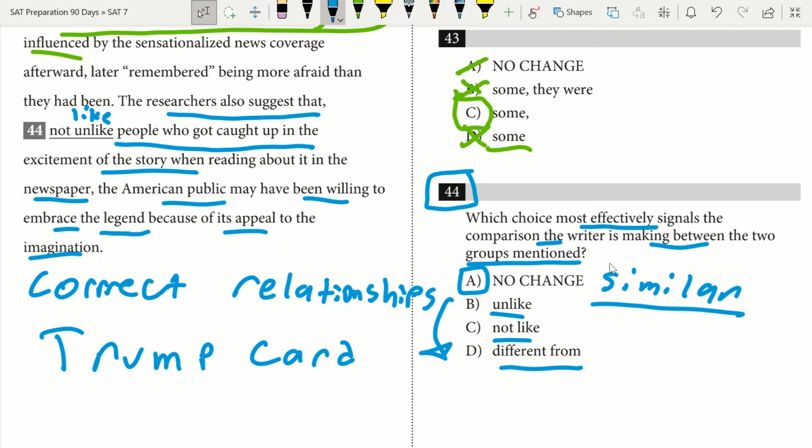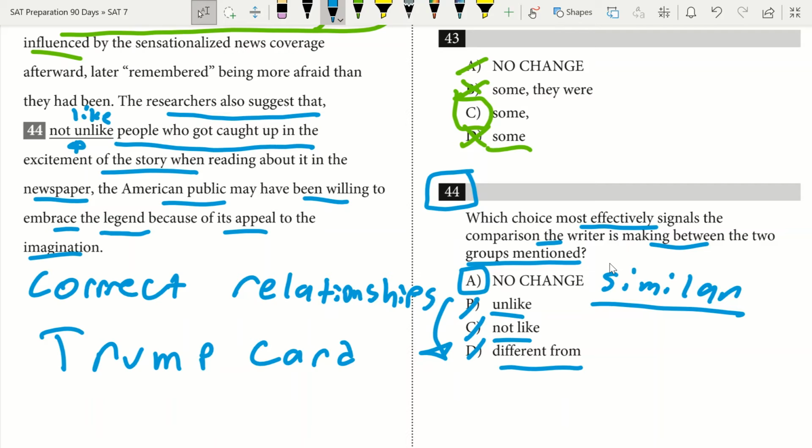Normally we would want to just say like, because saying not unlike just doesn't sound well. We wouldn't normally say it. A has to be correct because it's the only answer choice that shows that they are similar. B, C, and D all show that they are different, so none of those can be correct. Our answer has to be A, even though at first looking at it, you may think not unlike has to be wrong because it has not and un in it, right? Which reduce each other and just make the word like. So you can't just do that.